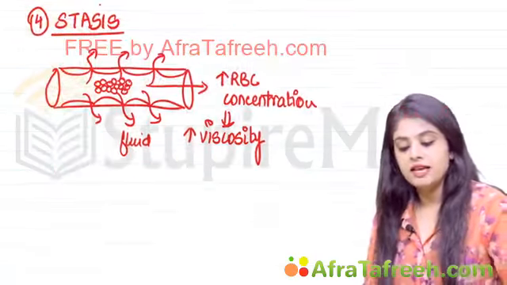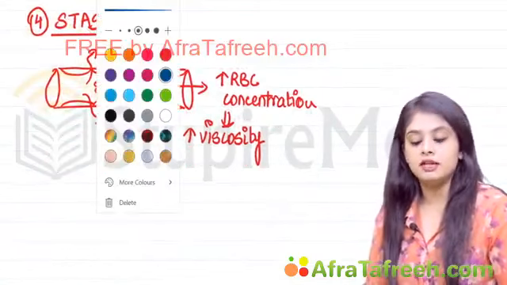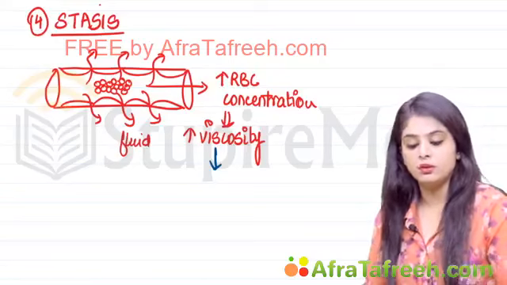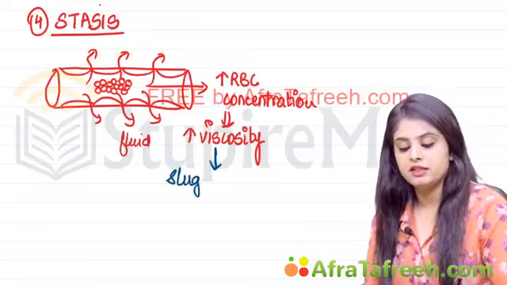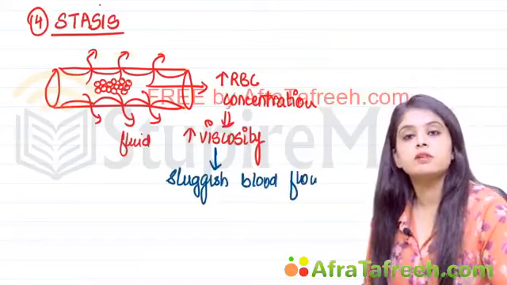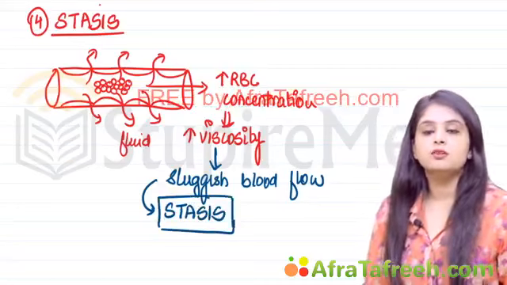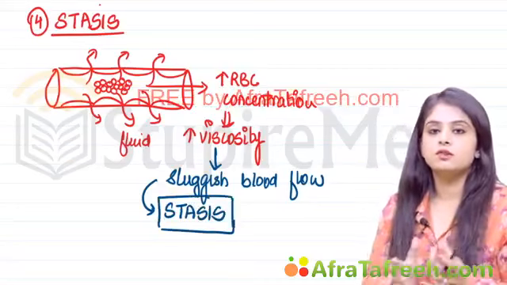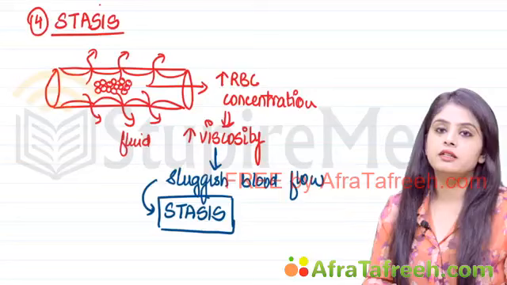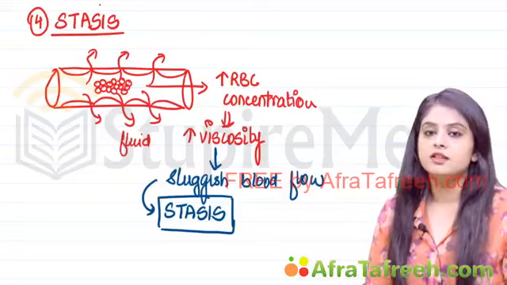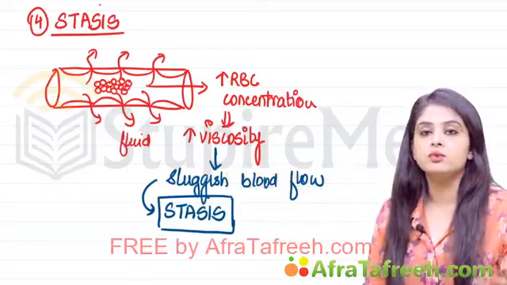And students, what is very evident is that once the viscosity of the blood increases, the blood flow is going to slow down. So there is going to be sluggish blood flow. And what is sluggish blood flow known as? Exactly our fourth event, that is stasis. So because the RBC concentration and viscosity increased, the blood flow decreases and the fourth vascular event is complete, that is stasis. So we had 4 vascular events to recall.